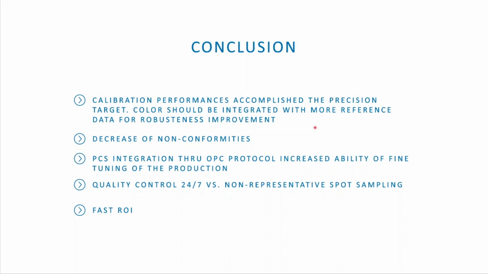Customer experienced the decrease of non-conformities. The process control system integration through open platform communications protocol increased ability of fine-tuning of the production. Benefits of quality control 24/7 against the risk of collecting non-representative spot sampling had a positive effect also in lowering the pressure to the lab data productivity. The return of investment is incredibly fast.